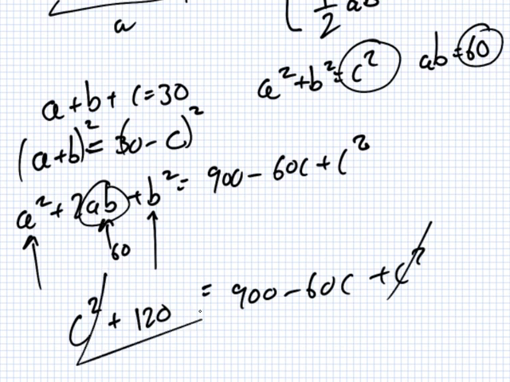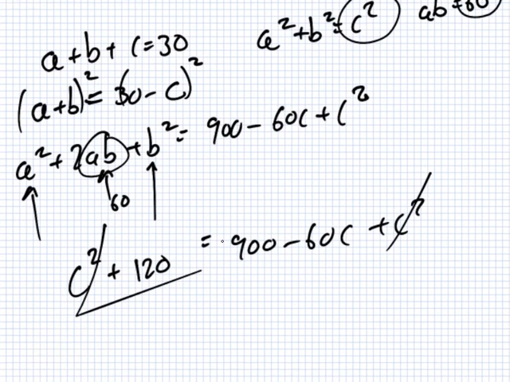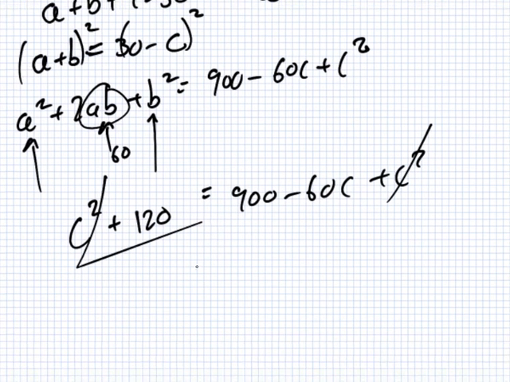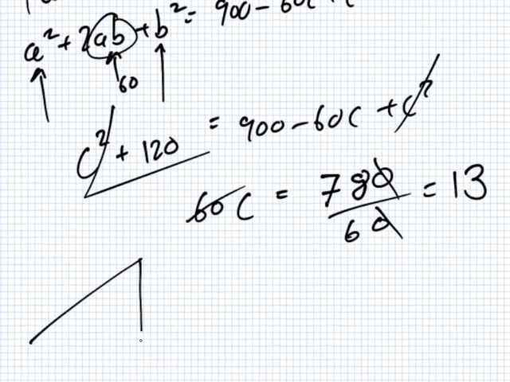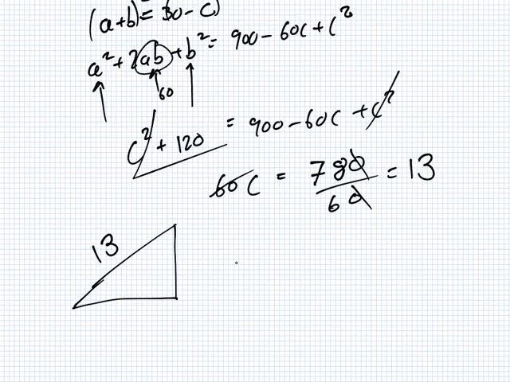And look, yeah. See, it's all just coming together now. So we get 60C equals 780. C is 13. Wonderful, wonderful. So C is 13. And we see where this is going.